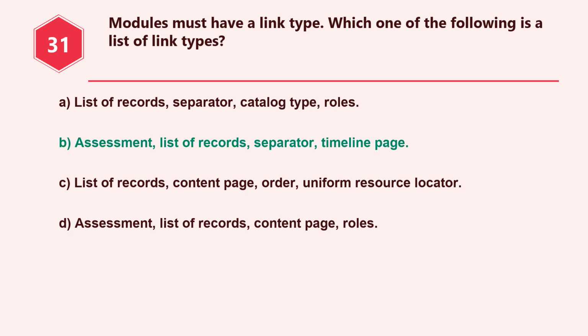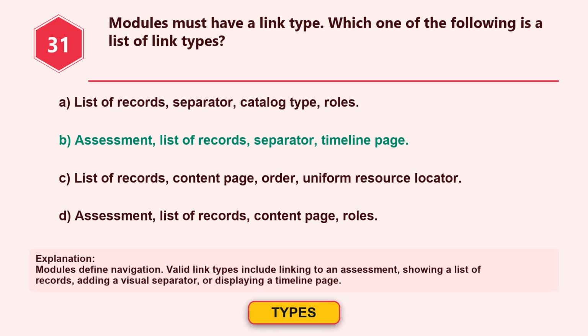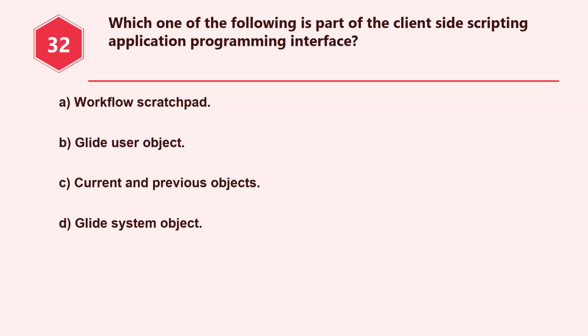The correct answer is option B. Assessment, list of records, separator, timeline page. Modules define navigation. Valid link types include linking to an assessment, showing a list of records, adding a visual separator, or displaying a timeline page. Question 32. Which one of the following is part of the client-side scripting application programming interface?